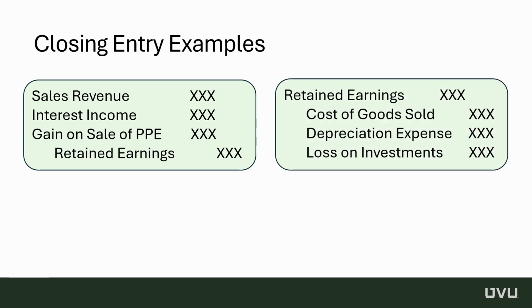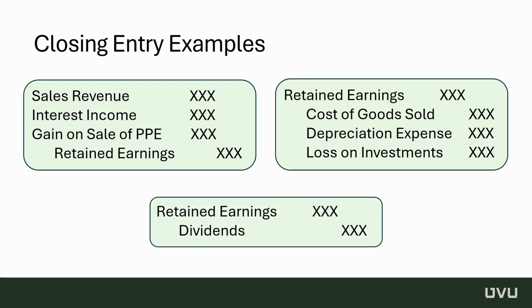The next entry handles expenses and losses. You debit retained earnings for the total, and you credit each expense and loss account, which again zeroes them out. So cost of goods sold, depreciation expense, losses on investments, all credited away to zero. This last entry handles dividends. We debit retained earnings and credit the dividends account. After all three entries post, the temporary accounts are at zero, and retained earnings reflects net income minus dividends for the period.